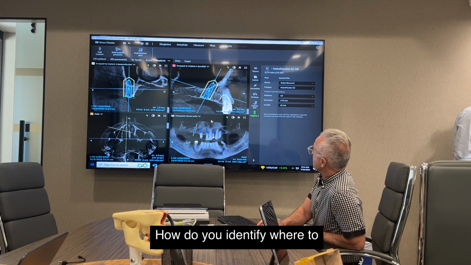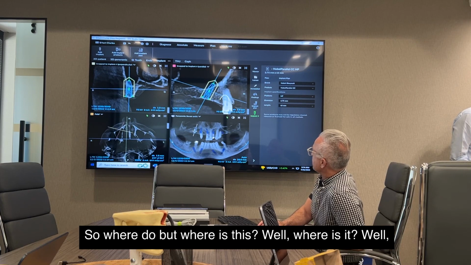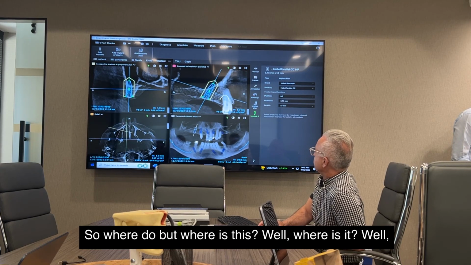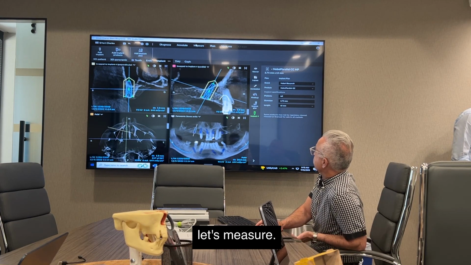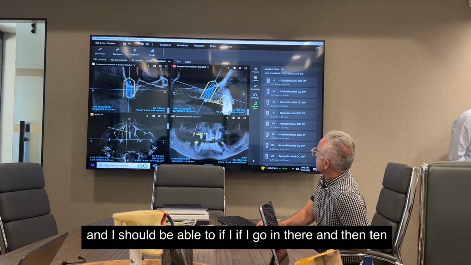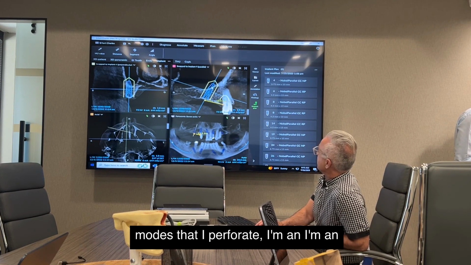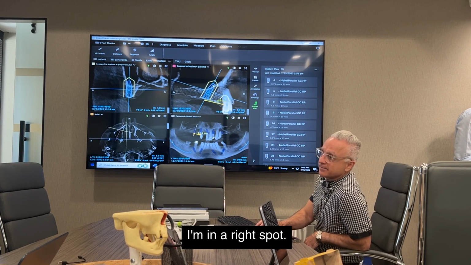How do you identify where to start? Great point. So where is this? Well, let's measure. It's 12 millimeters. I should be able to go in there, and if I perforate at 10 millimeters, I'm in the right spot, right?